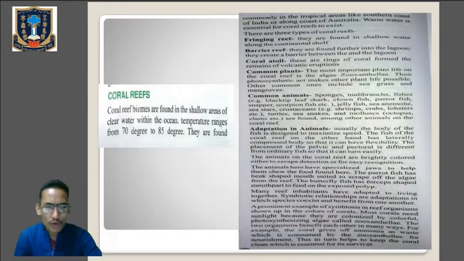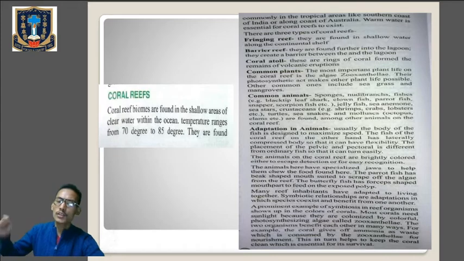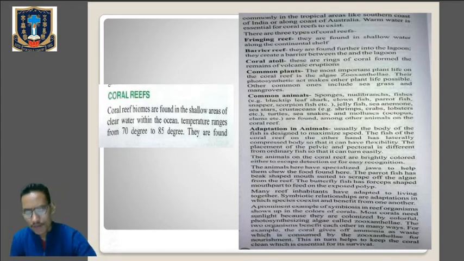Next biome is the coral reef, which is found in the shallow areas of clear water within the oceans. Temperature ranges from 70 to 85 degrees. They are found commonly in tropical areas like the southern coast of India or along the coast of Australia. Warm water is very essential for the coral reef to exist, and we have three types of coral reef. This is very important: fringing reef, barrier reef, and coral atoll.